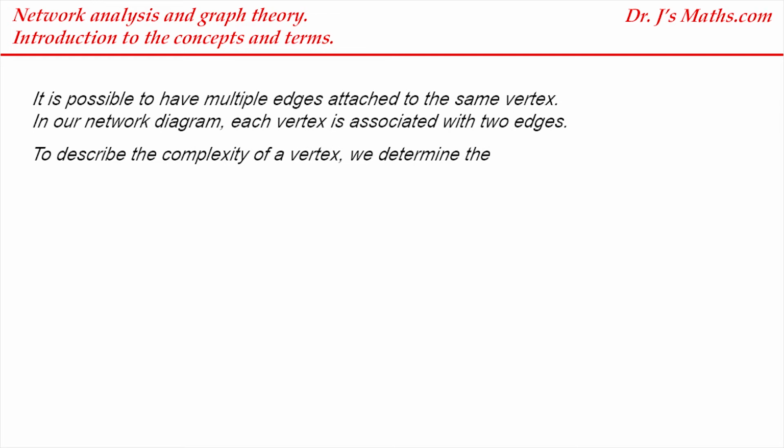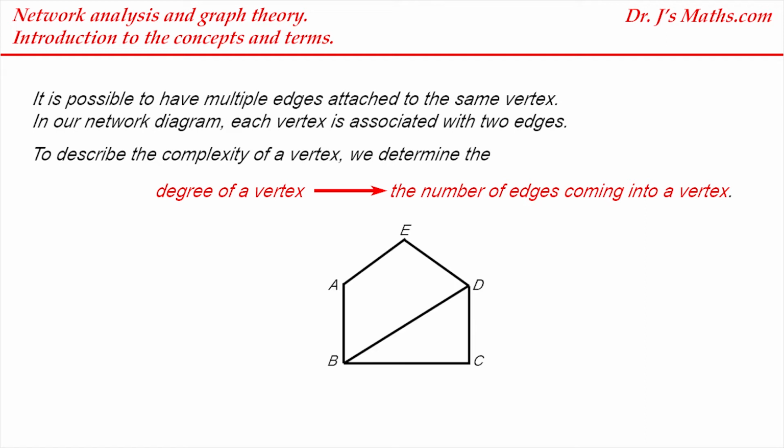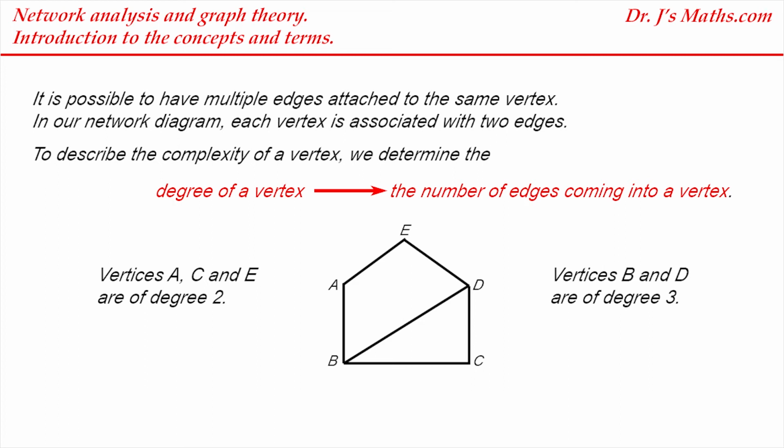If we want to describe how complex a vertex is, we just simply determine the degree of that vertex, which is the number of edges coming into it. So we have another diagram in which we have A, B, C, D, E as being the vertices and the lines joining them being the edges. And if we have a look at vertex A, then there is an edge coming from B and an edge coming from E, so the degree of vertex A must be 2. Similarly, C and E are also of degree 2.